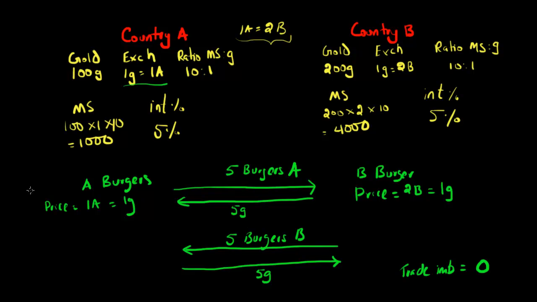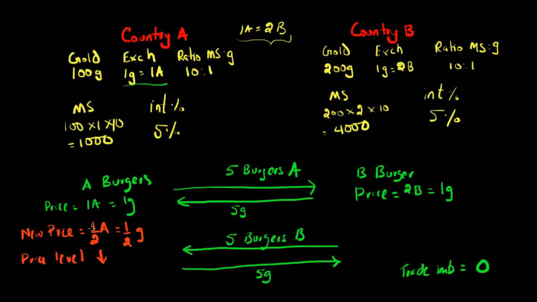Now let's assume that suddenly country A figures out, because they have some advanced technological breakthrough, some way to make the same country A burgers for half the price. So the new price is equal to half a country A dollar, which is equal to half a gram of gold. And because the price of burgers went down, that means that the general price level in country A went down. So I'm going to write that over here. The price level decreased.